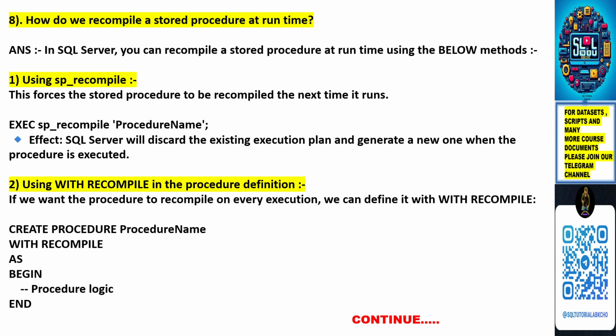Number one is using sp_recompile, which is a system stored procedure. This forces the stored procedure to be recompiled the next time it's run. The way of executing this is EXEC sp_recompile and then the procedure name that you are going to recompile. The effect of this is, SQL Server will discard the existing execution plan and generate a new one when the procedure is executed. So using sp_recompile is the first way to recompile your stored procedure.